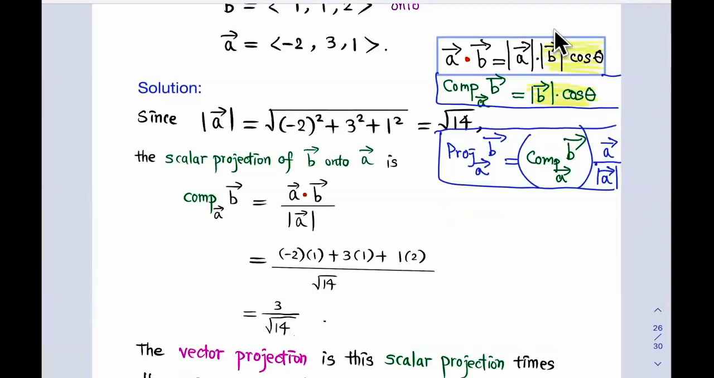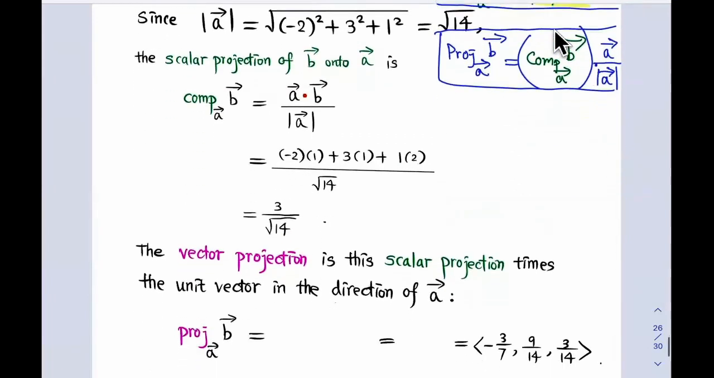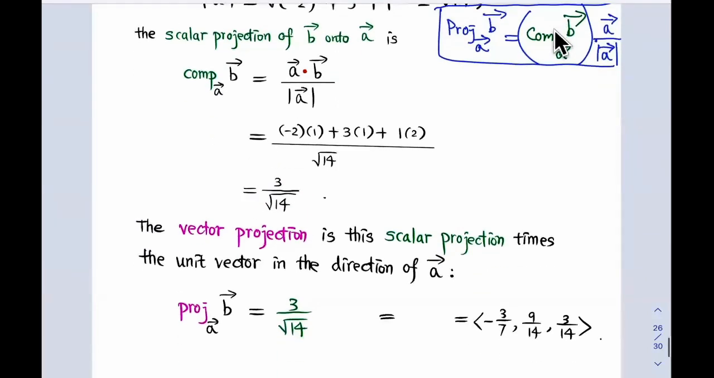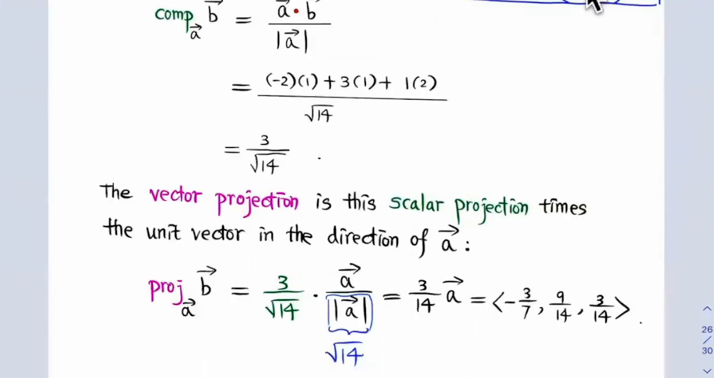Now, just think about it as the length of the shadow. And then the vector projection is basically the shadow itself, okay? It has direction, okay? So it's a scalar projection times the unit vector in the direction of A. So you just take this result, take the length of the shadow, and then multiply by what? How do you find the unit vector in the direction of A? You just take A, divide by the magnitude of A, right? So take A, divide by the magnitude of A, that will give you direction.